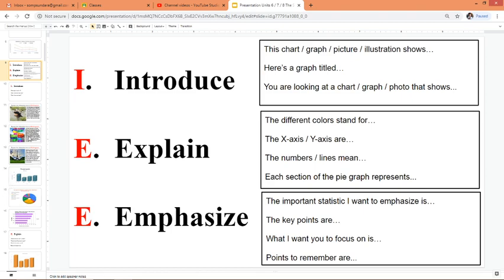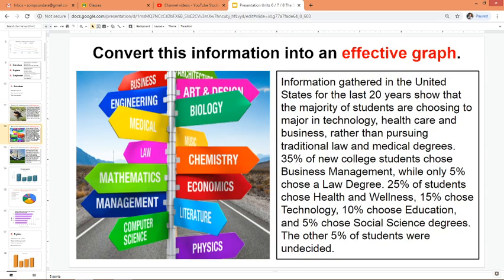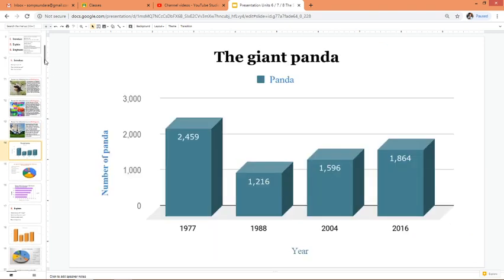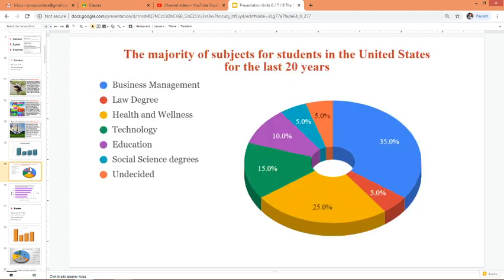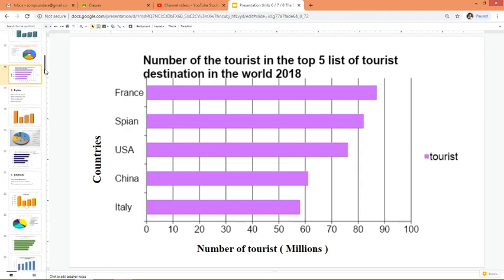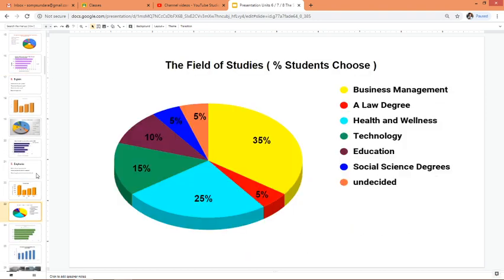Okay, we left off talking about your homework, and your homework was to convert information into an effective graph, right? And we did a vertical bar graph, a pie chart, a horizontal bar graph. So these are very popular. But there's also other.